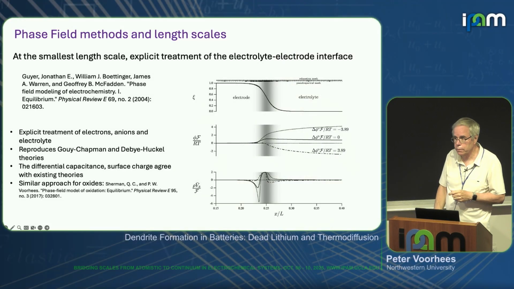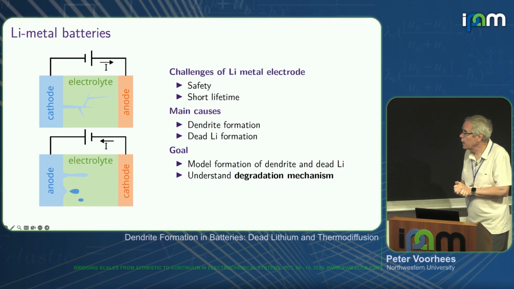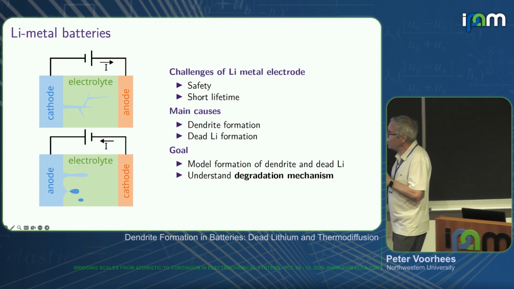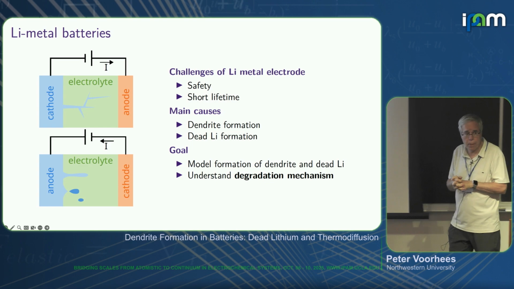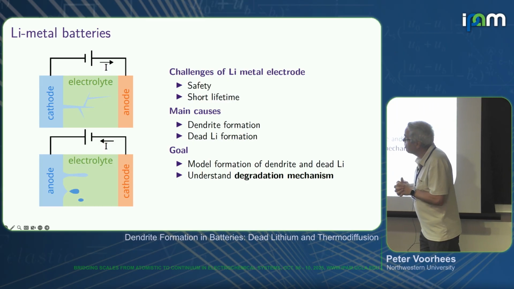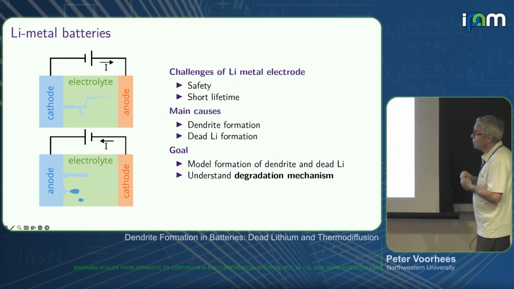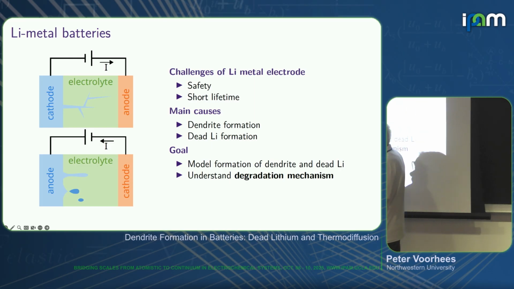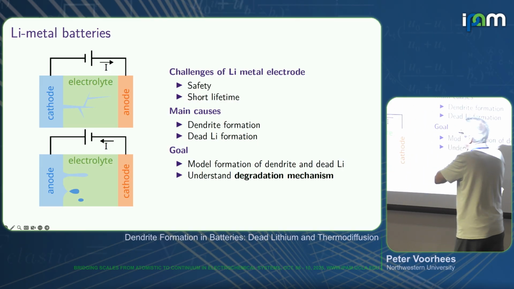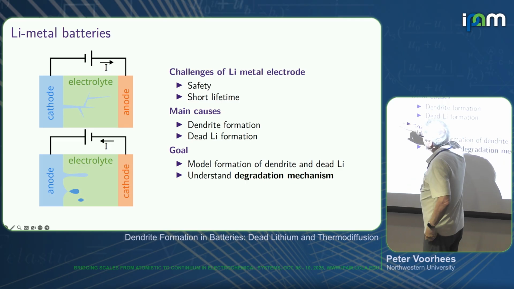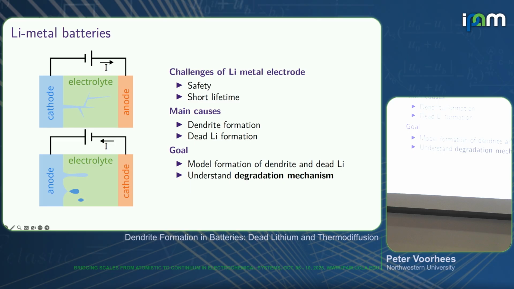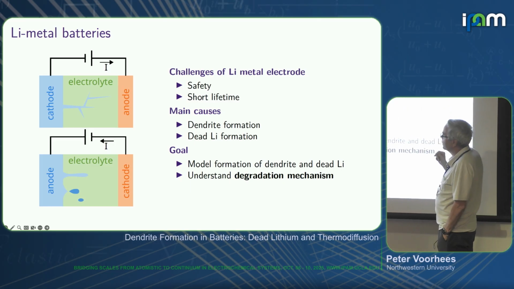Okay, other questions? Okay. So this brings us to lithium batteries. And I'm going to be looking at what's called lithium metal batteries, which is a battery, luckily not in your Tesla, but it does have some similarities. You have a cathode and an anode, and you charge and discharge the battery. And because the anode is lithium metal, it's particularly prone to a number of failure mechanisms.